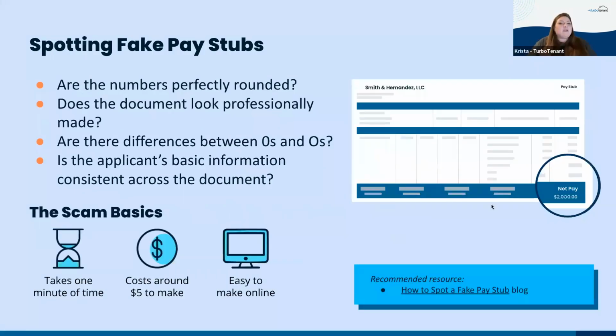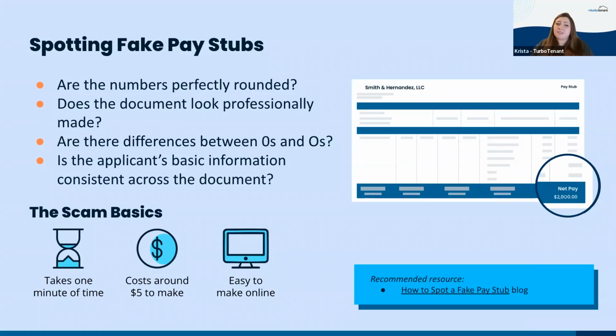All right, so you're trying to verify employment. You have been given this documentation and something feels a little fishy. What do you do? Well, first off, you should know that it might feel fishy for a reason. Unfortunately, there are a lot of scams out there that help people make fake pay stubs quickly, cheaply, and really accessibly online. The best thing you can do is be vigilant.